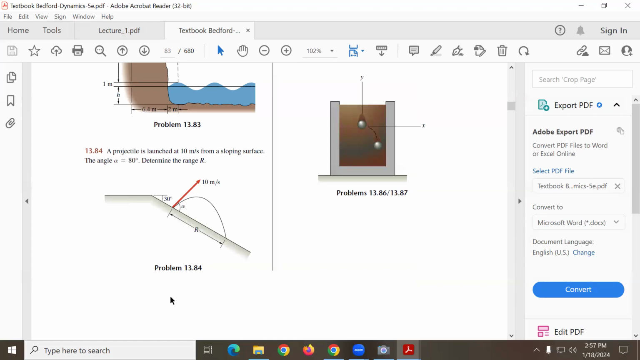So do the figure, and I'll do the figure on my side. Again, I don't have the solutions of this, so don't ask me for values because I don't have any. A projectile is launched with V0 equal to 10 meters per second from the slope at an angle alpha equal 80 degrees. What is alpha? Oh, okay, I see it. And then because I saw a 30 degrees angle. Okay. All right.